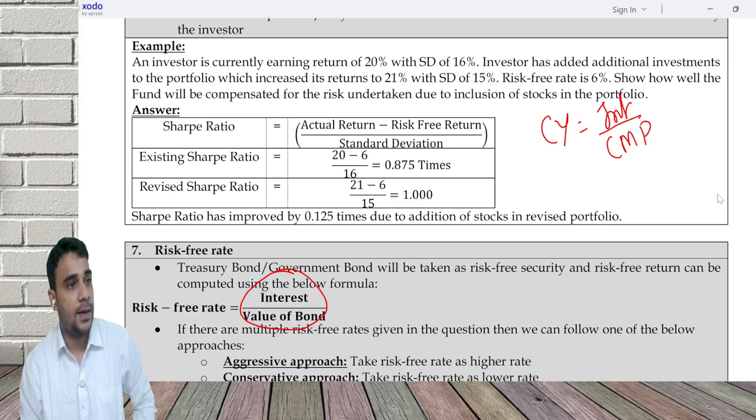Which is interest divided by current market price. It will say 6% treasury bill does not mean 6% is the risk-free rate, because if the treasury bill is 6% and it's quoting at a premium or at a discount, the return can change. So just because it is a 6% treasury bill does not mean the return is 6%. It can be more, it can be less depending on how it is quoting. If the price and all is not given, 6% treasury bill means the risk-free rate is 6%.